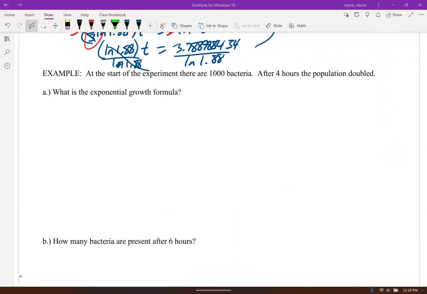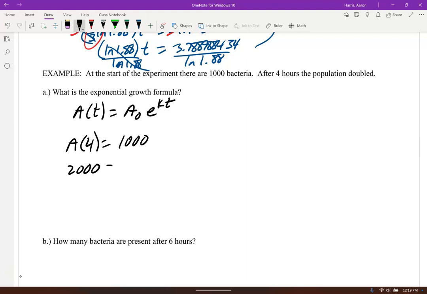At the start of the experiment, there's 1,000 bacteria. So here's our exponential growth formula, A sub zero, e to the kt. So there's 1,000 bacteria at the beginning. There's our A sub zero. After four hours, the population doubles, so we ended up with 2,000.